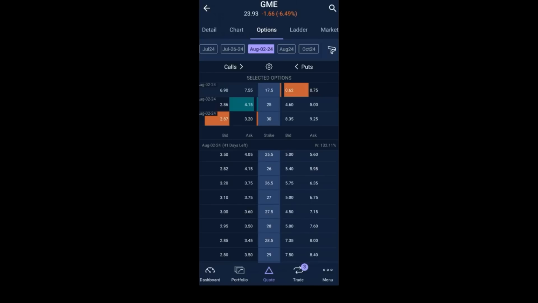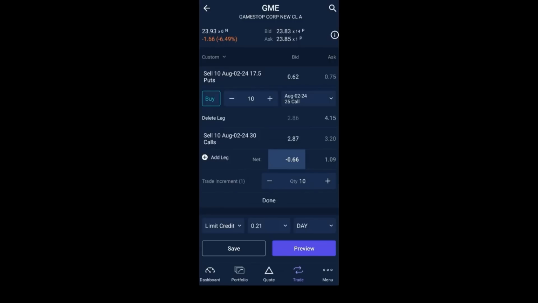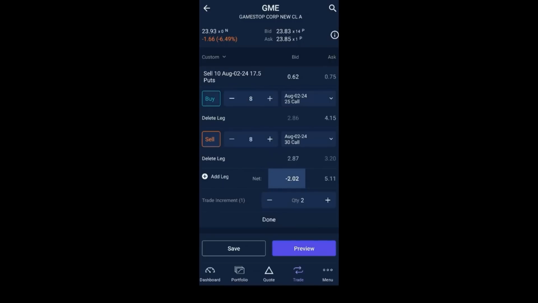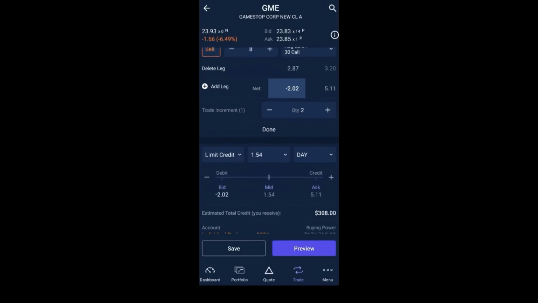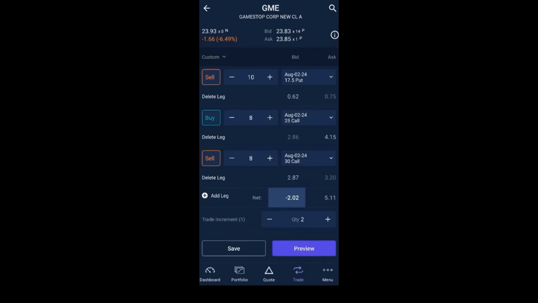This structure will allow me to profit $500 for every single bullish call spread that I purchase. Now, in setting this up, let's say I wanted to purchase 8 bullish call spreads, and then I could finance it by selling 10x of the 17.5. That would actually give me a credit of $308.